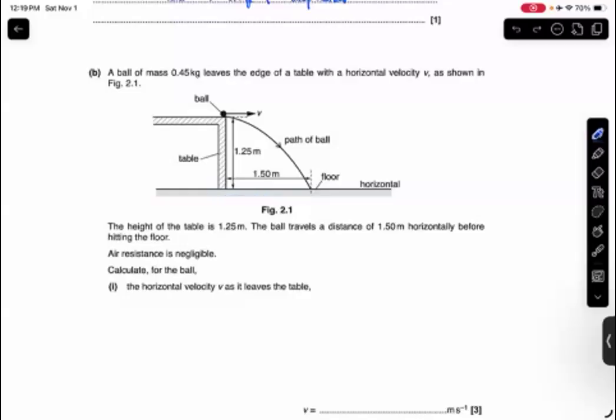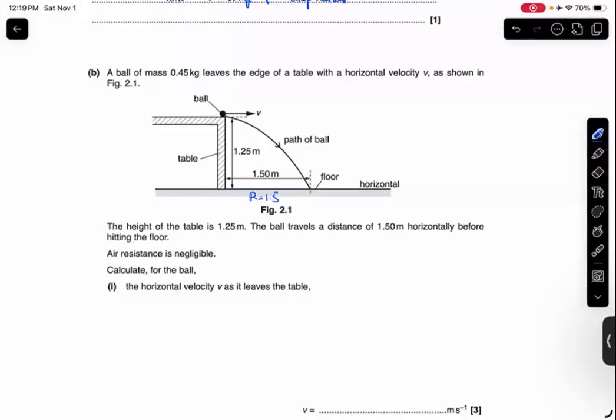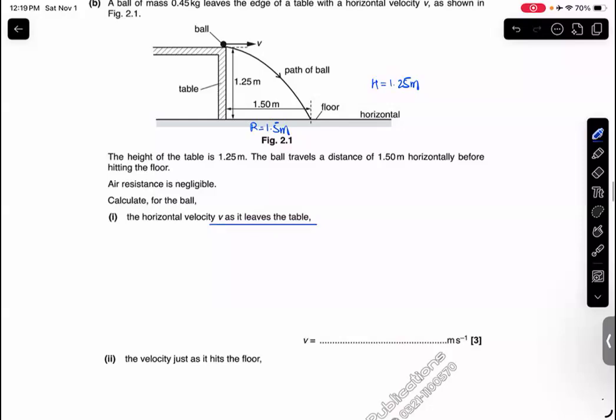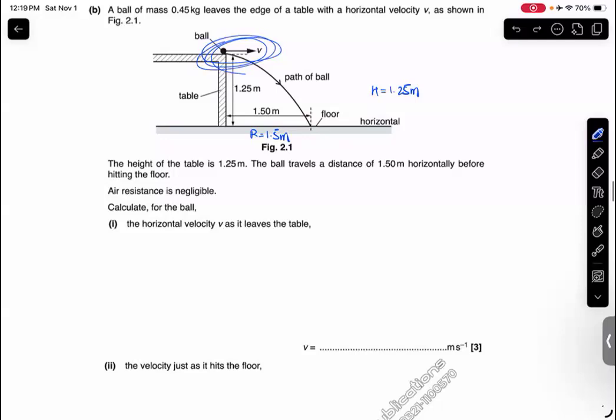So the range is equal to 1.5 meters. The height is equal to 1.25 meters. Calculate the horizontal velocity as it leaves the table. So basically, you want to find out this V.